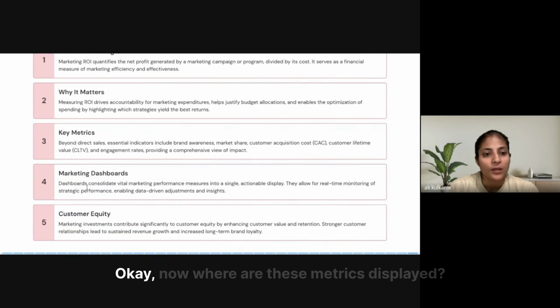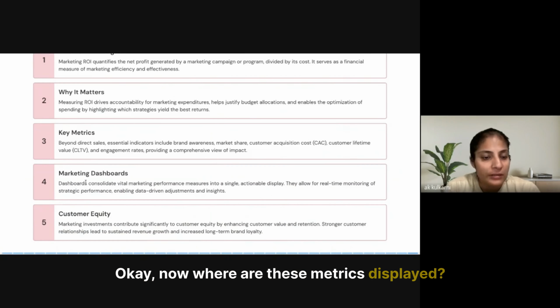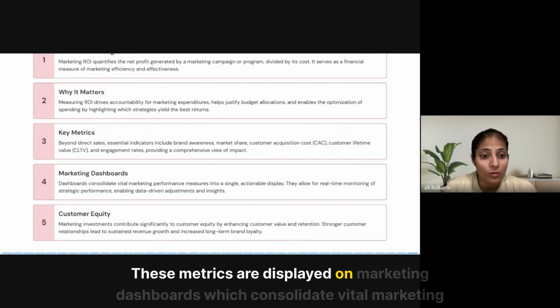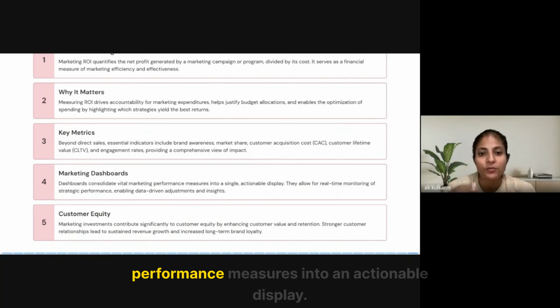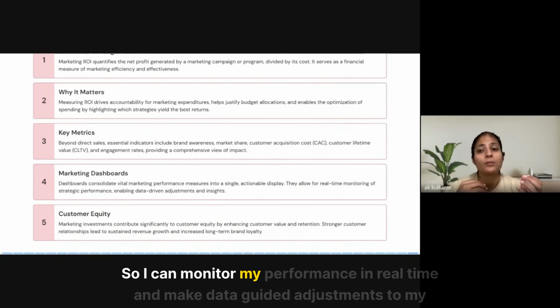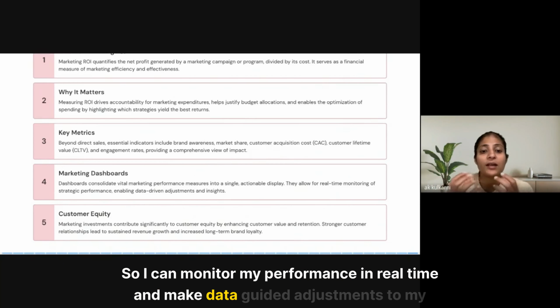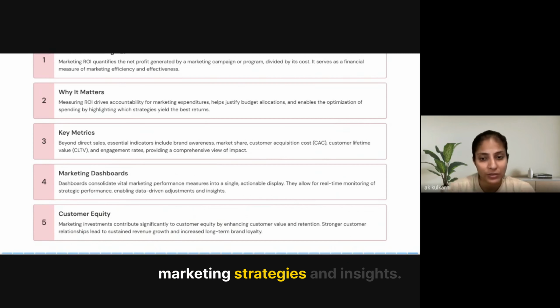Okay. Now, where are these metrics displayed? These metrics are displayed on marketing dashboards, which consolidate vital marketing performance measures into an actionable display. So I can monitor my performance in real time and make data guided adjustments to my marketing strategies and insights.